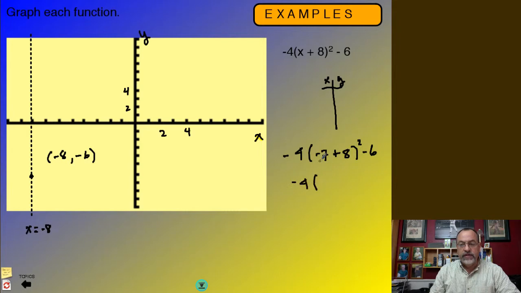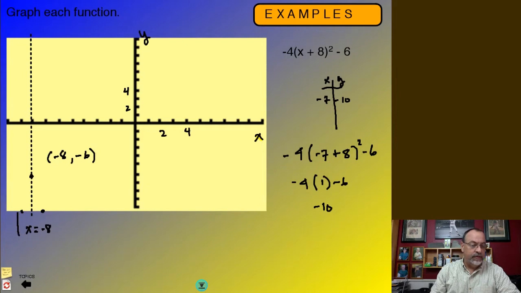So -4 times -7 plus 8 is 1. 1 squared is 1, minus 6. So -4 minus 6 is -10. So at -7, the y-coordinate is at -10. So down here, I'm all the way down here at -10, so that's going to be about right here. It's symmetrical, so I have another point over here.